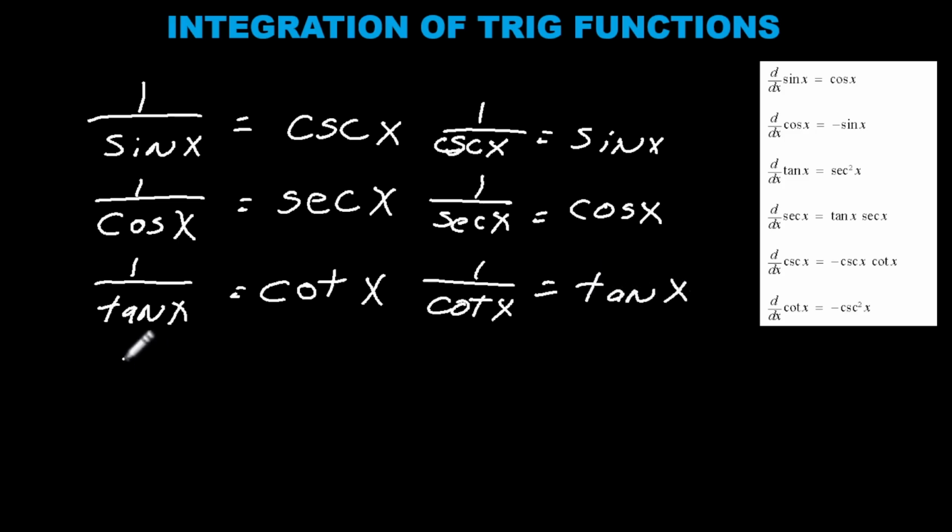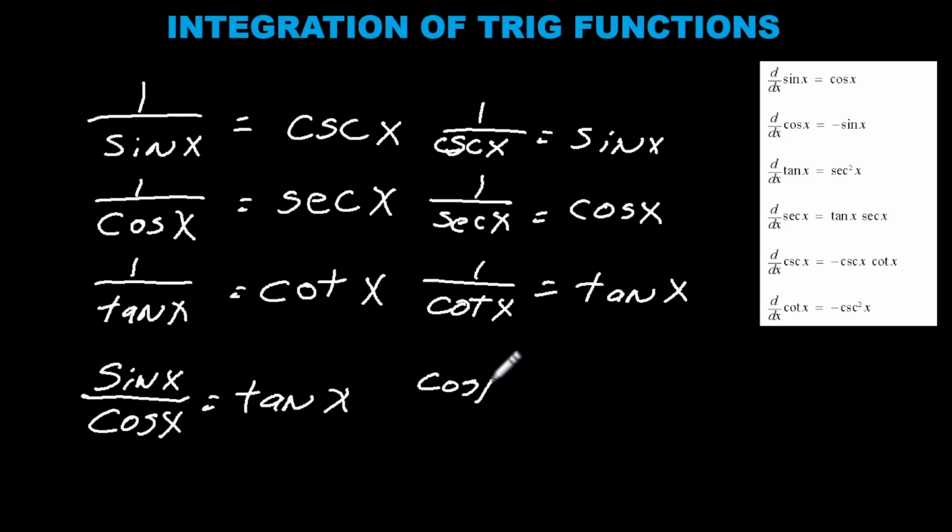And last up for this video, we're going to talk about the quotient identities. Sine x over cosine x is equal to tangent x. And its reciprocal, cosine x over sine x, is equal to the reciprocal of tangent, which is cotangent x.